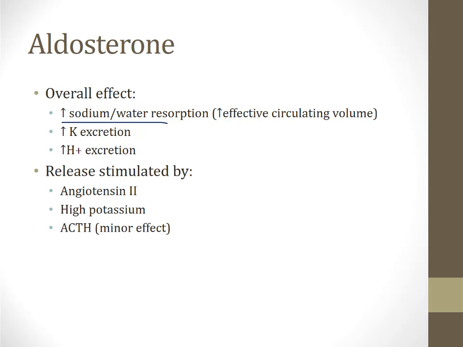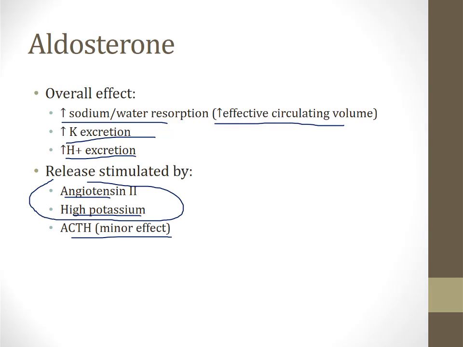More sodium and water resorption, an increase in the effective circulating volume. This is a positive effect in the setting of low blood pressure or low circulating volume. More potassium excretion and more acid excretion. The major stimuli for release are angiotensin II and high potassium. In addition, ACTH can stimulate some aldosterone release, but this is really a minor effect. These two are the major stimuli for aldosterone release.